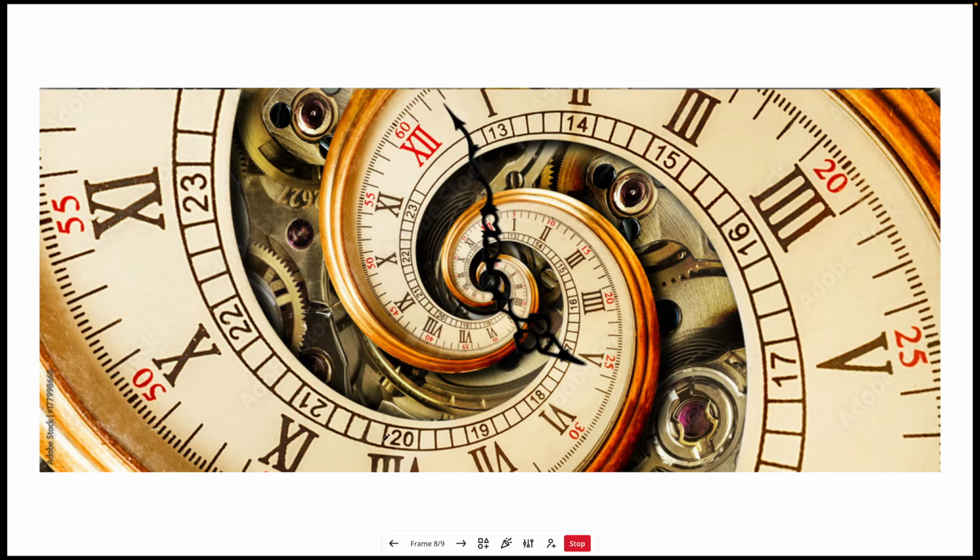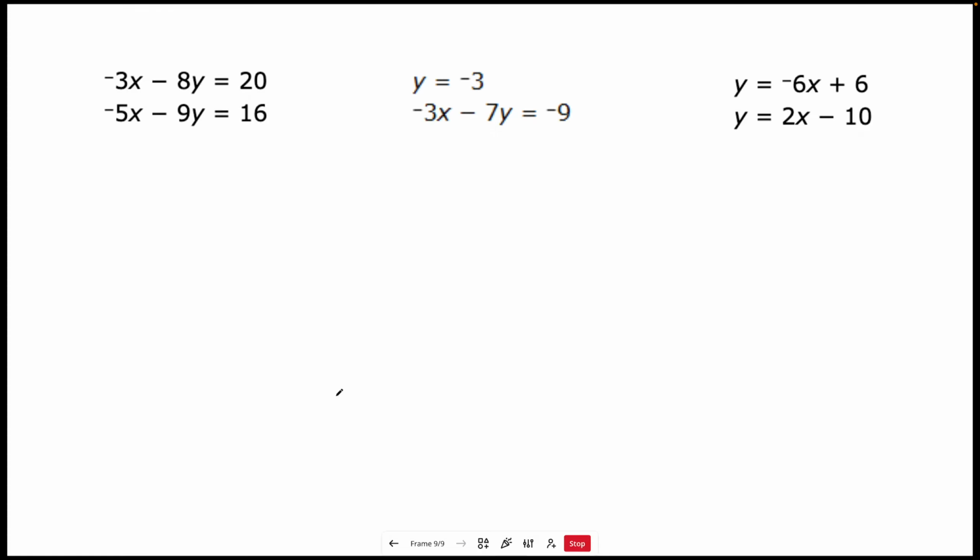All right, here's our cool clock for today, which means that it is time for you to practice what you just learned. Go ahead and pause the video and try these 3 problems on your own. And when you're ready, you can unpause the video and we'll check your answers.